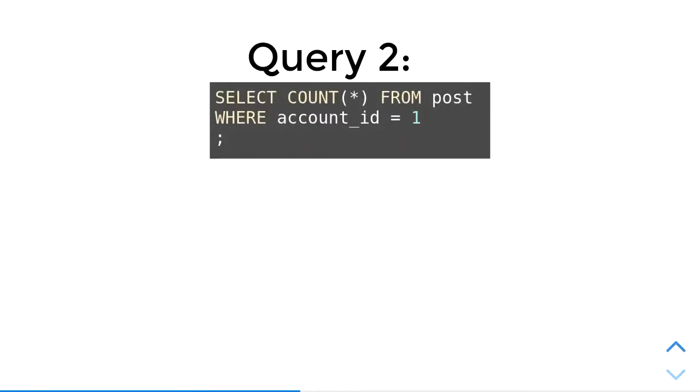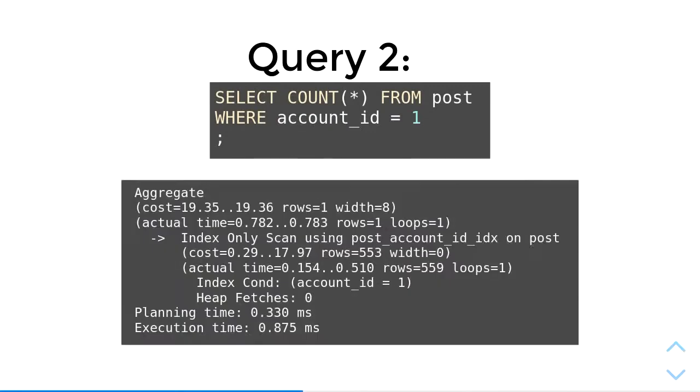Now, when we add our index into the mix, we get a very different answer. Now it's going to be an index-only scan. Because all the information we need is the account ID, we don't need any other information from the records. We just want to count how many records match this ID. We can actually get the answer from the index itself and leave the table data alone entirely. So now our cost has gone down to, well, the initial scan is 17.97, and then when we aggregate the answers after that, it's 19.36.